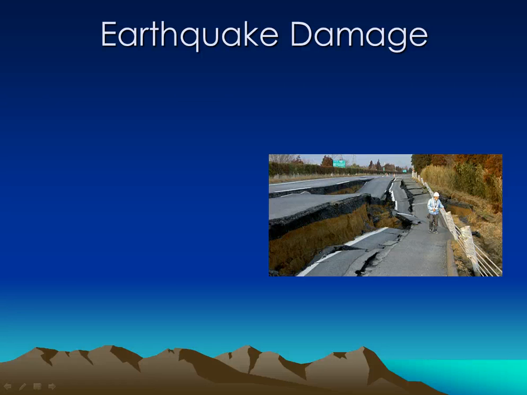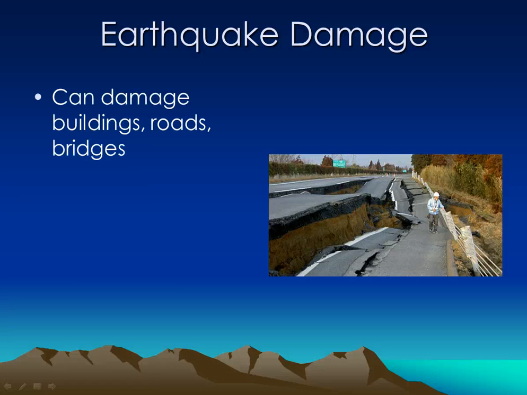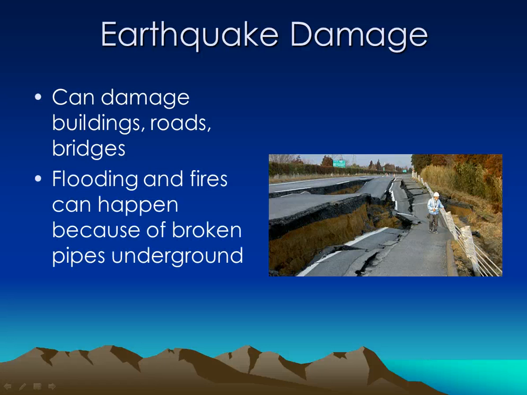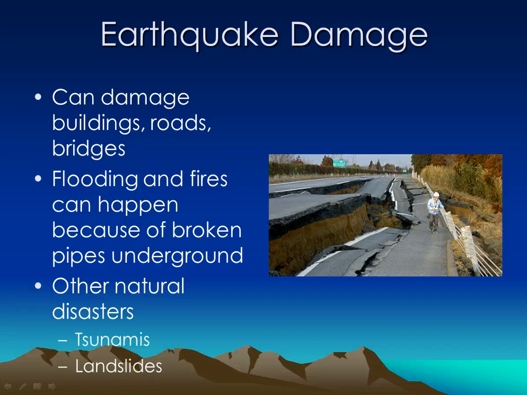Let's talk about earthquake damage. How do earthquakes damage Earth's crust? Well, it can damage buildings, roads, and bridges. Flooding and fires can happen because of broken water pipes or broken gas pipes underground. So those are two pretty catastrophic things. And it can also cause other natural disasters, which we'll talk about later, like tsunamis and landslides. So those three different points you need to remember and put into your challenge question answer.